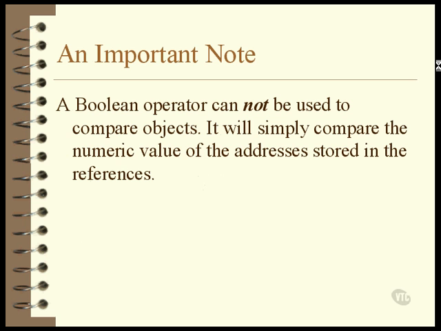Many people, when they first start working with Java, want to use the Boolean operators to compare things like strings. It won't work. The Boolean operators are strictly for comparing numbers. It's possible to compare the contents of objects, but to do so requires that the class of the object provide a method for doing just that. Just remember that the Boolean operators are only good for numbers.